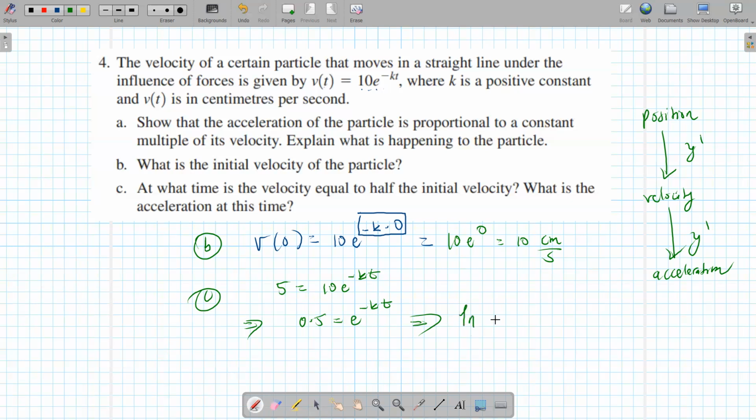So the rules are the same. ln 0.5 is equal to ln of e to the negative kt. If you use ln for an exponential function, the exponent drops. So you get ln of 0.5 is equal to negative kt times ln of e. ln of e is 1, so this goes away. So therefore the time is going to be ln of 0.5 over negative k. Cool?